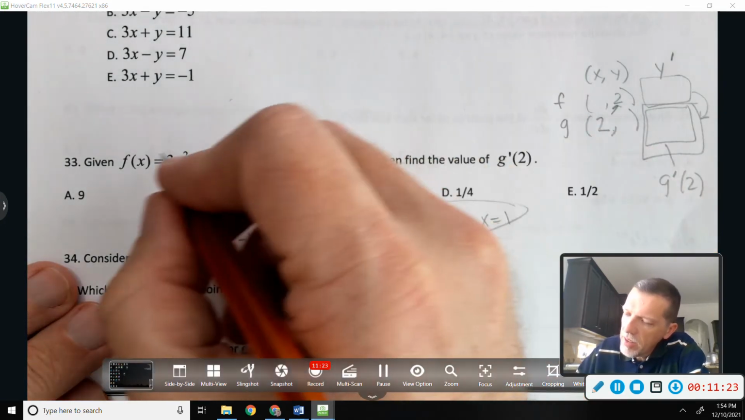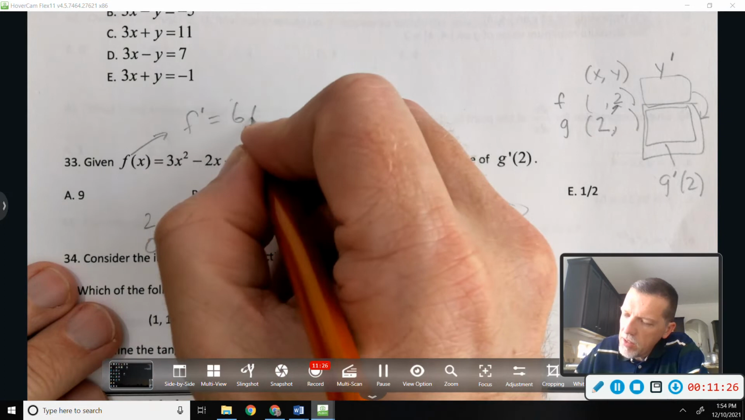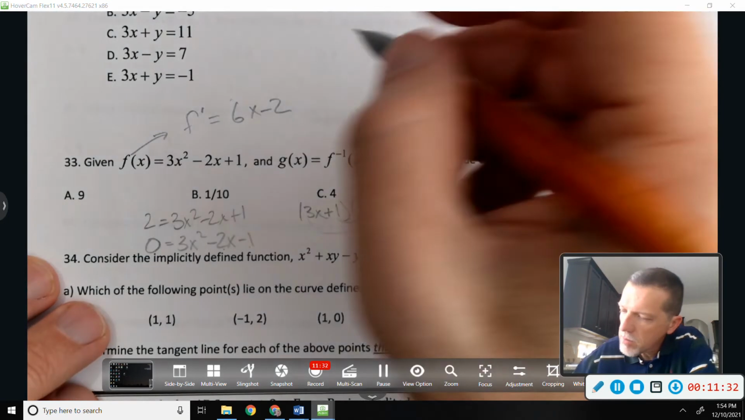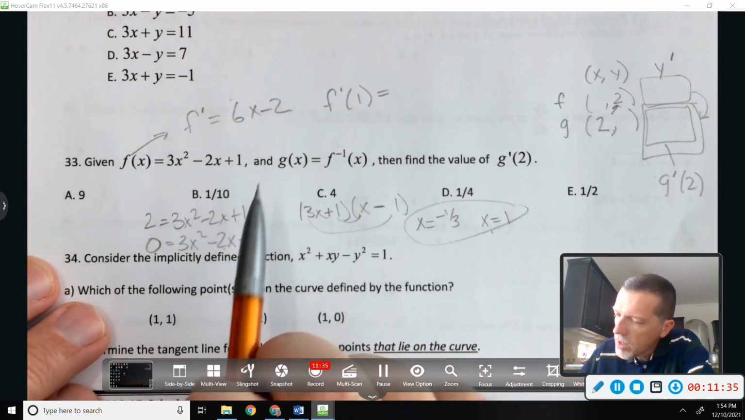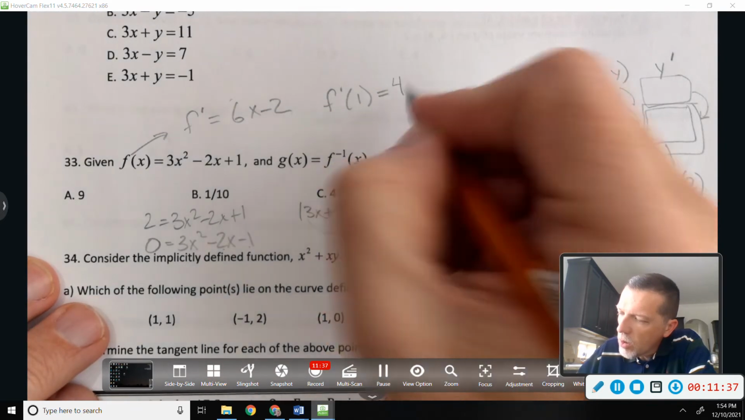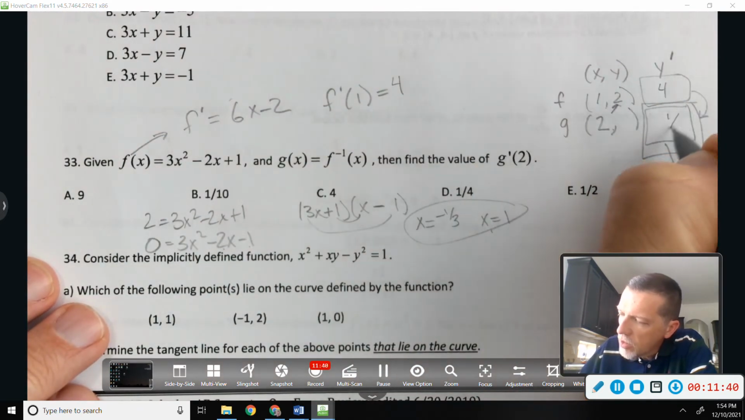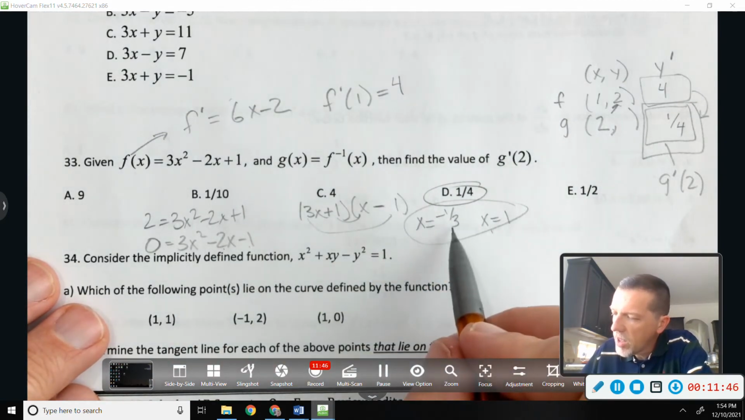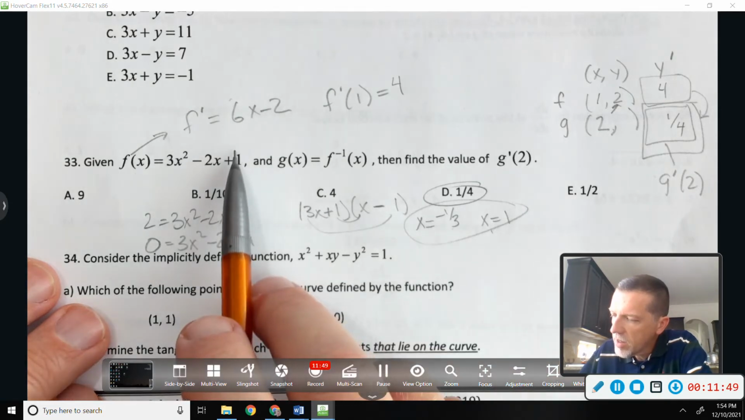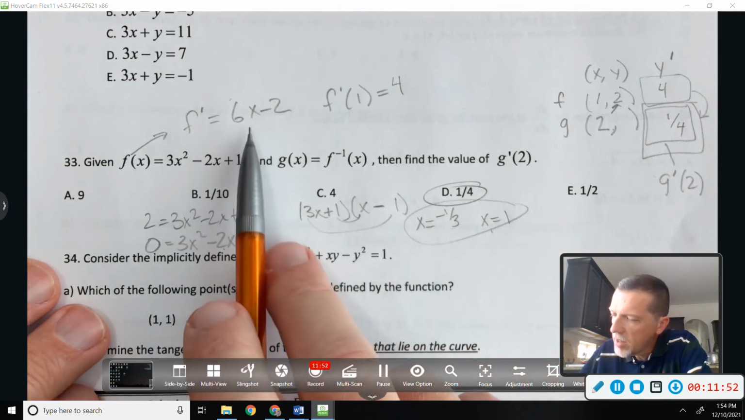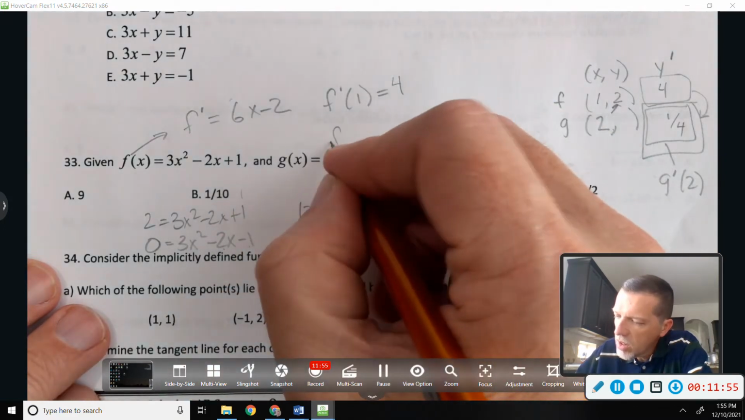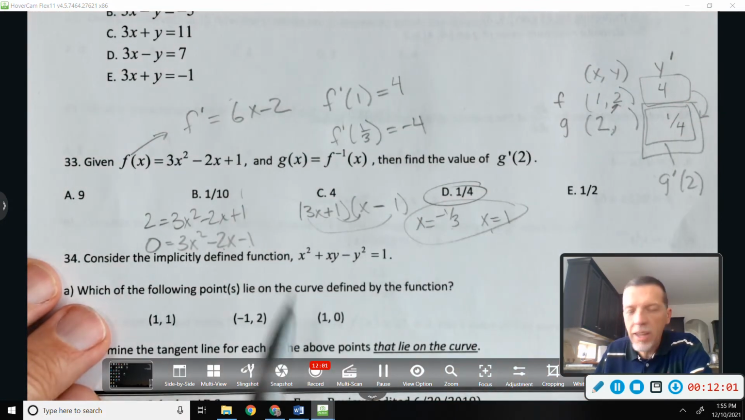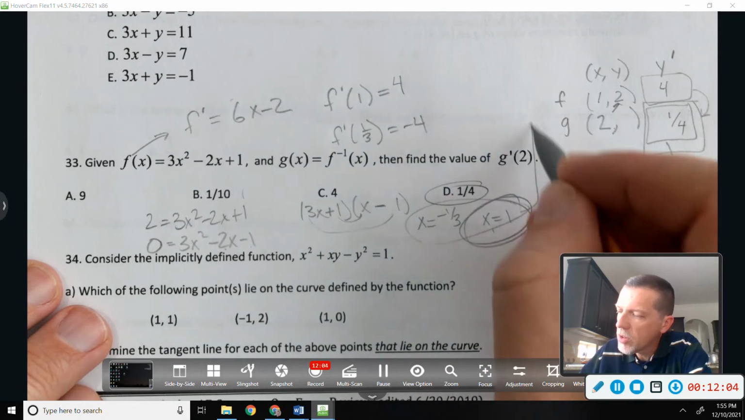Hold that thought. F prime is 6x minus 2. Let's try 1 and see if our answer shows up. F prime of 1 would be 6 minus 2 is 4. And so the derivative is 1/4. So I'm thinking it's D, 1/4. If we put in negative 1/3, we get negative 2 minus 2 is negative 4, and its reciprocal would be negative 1/4, and that's not a choice. So here we're using x equals 1.